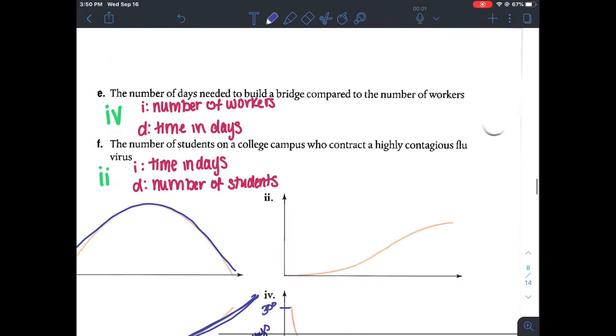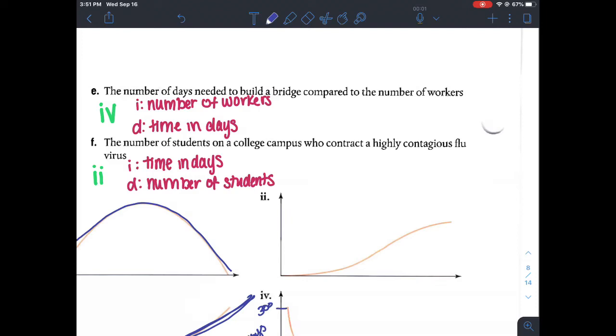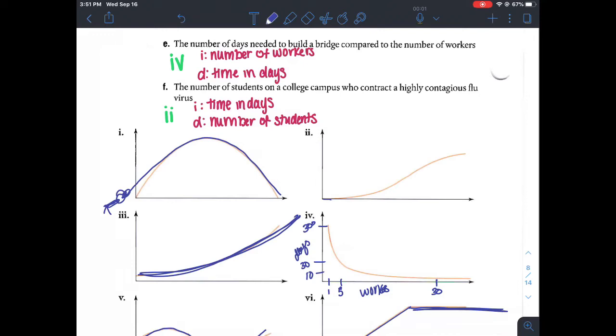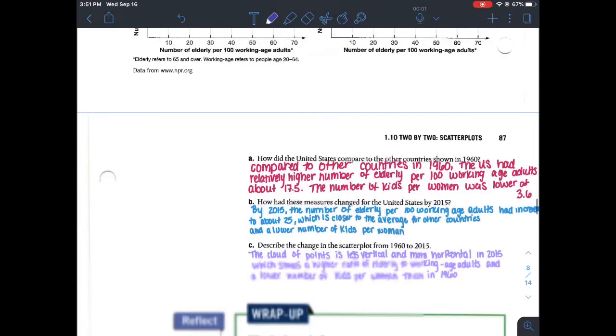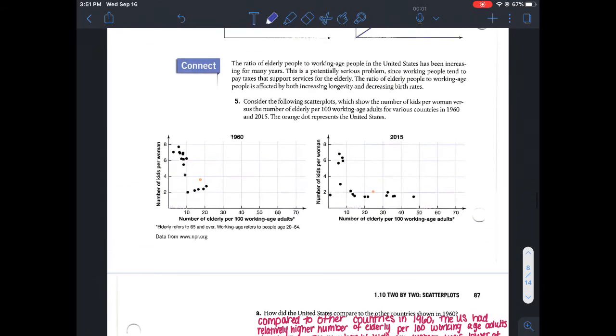Okay. And then the last one, number of students at a college campus who contract a highly contagious flu virus. Oh, they predicted the coronavirus in this book. Okay. Time in days. Number of students being infected is dependent. So it starts out, if you look at any coronavirus trend, this is kind of what you'll see. This is kind of where we're at right now. It starts out slow. This was like our time in March, and then it increases kind of quickly before leveling off, and that's kind of where we are right now. I know that the coronavirus kind of went back down and then up, and hot mess, but we have one more. Okay, number 5.